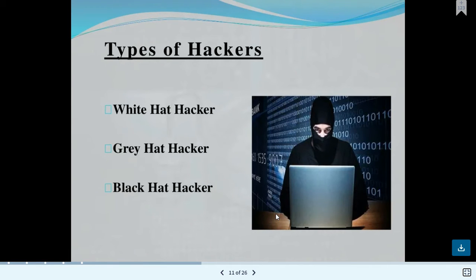Types of hackers. There are three types of hackers: white hat hacker, gray hat hacker, and black hat hacker. What is the meaning of white hat hacker? A white hat hacker works in a positive way to protect people. The gray hat hacker works in both positive and negative ways. This can be for their earning purposes, defending someone, or manipulating someone as well. And black hat hackers always do illegal work. They crack any system, harm any person, and leak their security data. So these are the three types of hackers.